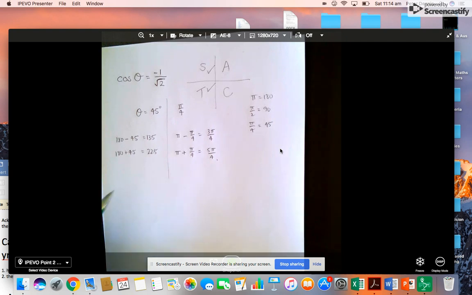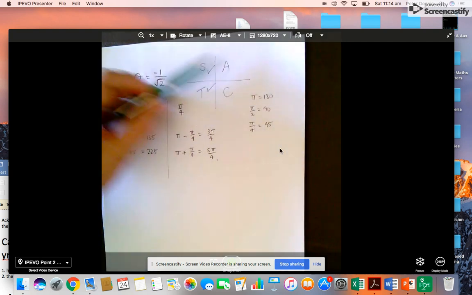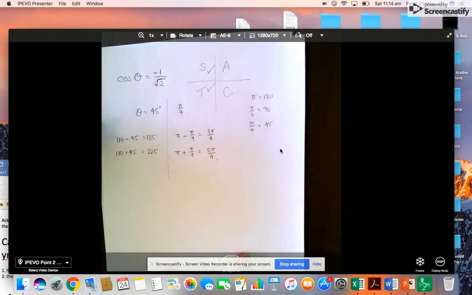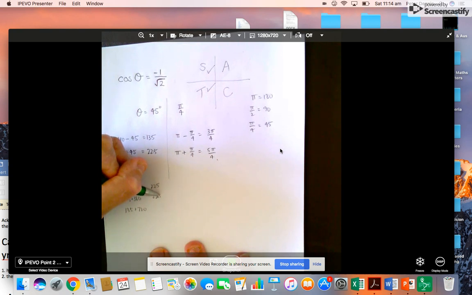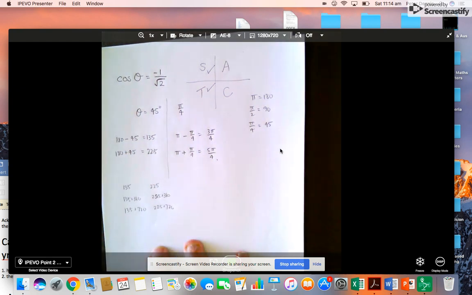There are obviously lots of other things that can be done there, but hopefully that gives you some idea. If we were looking at a more general solution to this, in terms of degrees, it would be 135, and then you could do 135 plus 360, 135 plus 720. So you've got a little formula here, and 225, and 225 plus 360, 225 plus 720. Again, you get a nice simple formula for our general solution.